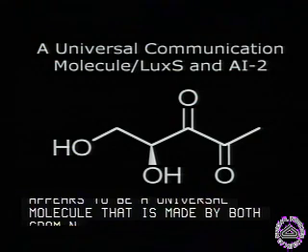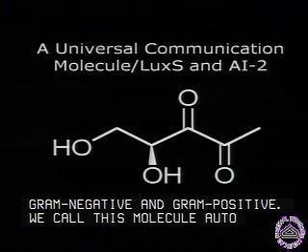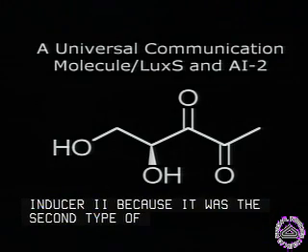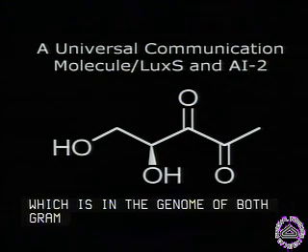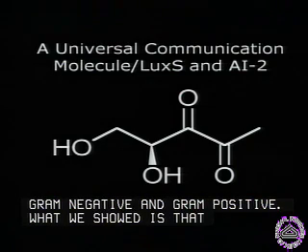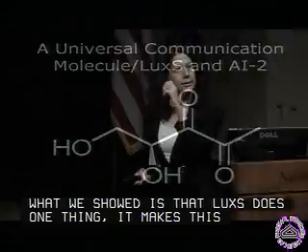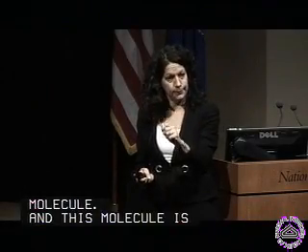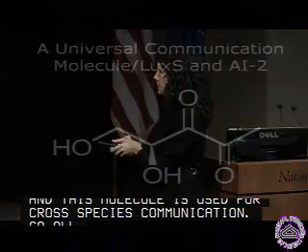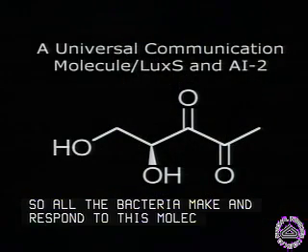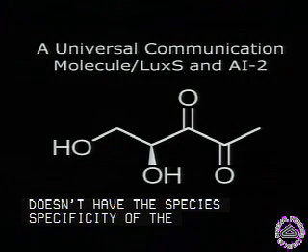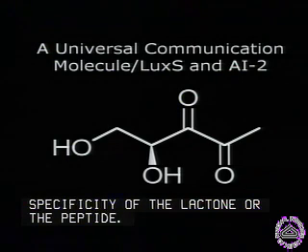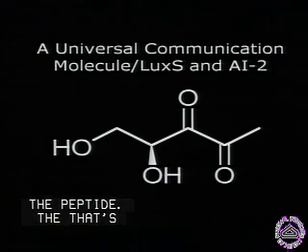So we call this molecule autoinducer 2 because it was the second type of molecule we found. It is made by an enzyme called LuxS, which is in the genomes of both gram-negatives and gram-positives. And what we showed is that LuxS does one thing. It makes this molecule. And this molecule is used for cross-species communication. Right, so all the bacteria make and respond to this molecule, and so it doesn't have the species specificity of the homoserine lactones or the peptides. We call it autoinducer 2 because the name of it is 4,5-dihydroxy-2,3-pentane-dione. But anyway, that's why it's called autoinducer 2, and I'll refer to it that way going forward.